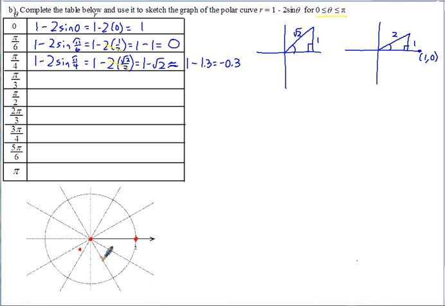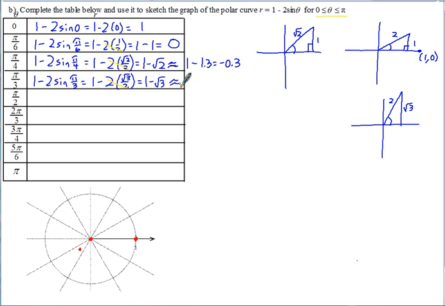Now let's try pi over 3. So it'd be 1 minus 2 times the sine of pi over 3. Well, pi over 3 is like 60 degrees. So that's root 3, and that's 2. So it'd be root 3 over 2. That'd be a 1 minus, again, the 2's reduce out. So 1 minus root 3.